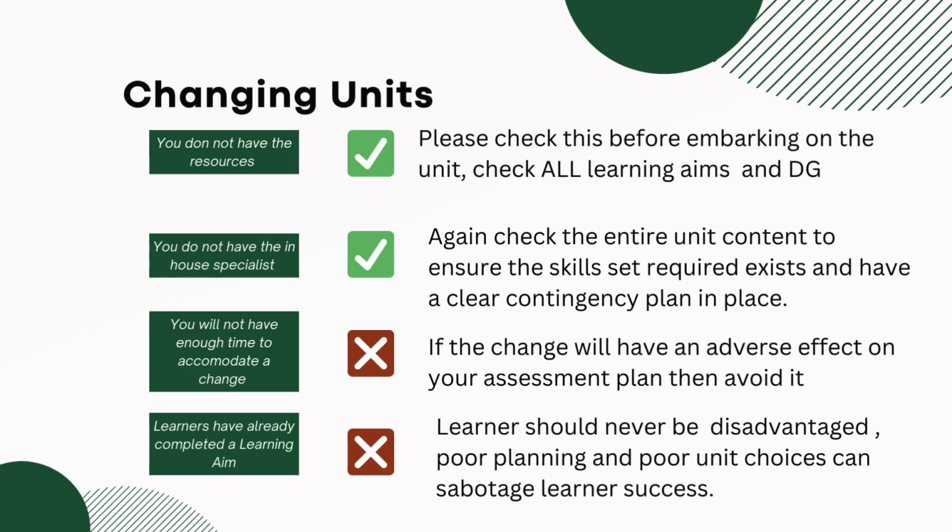Again, if you no longer have access to a specialist in your school, so for example, a member of staff leaves suddenly, or something happens where you no longer have access to that person, then the unit most probably will be affected because you don't have that specialism, and you may be forced again to consider changing that unit.